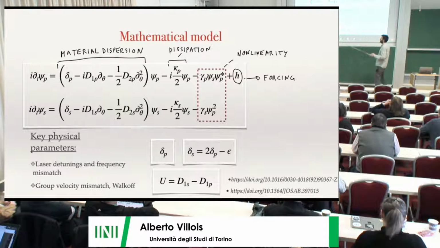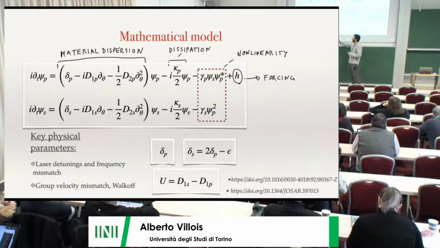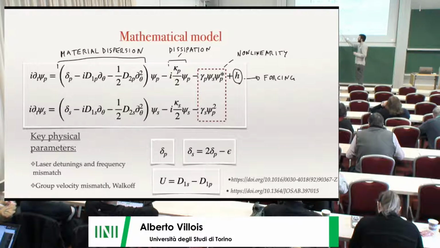So these equations have a lot of free parameters, but I would like to stress the importance of these two deltas, which are the laser detunings for the first and second harmonics, and the difference between the group velocity for the first harmonic and the group velocity for the second harmonic. In hydrodynamic terms, it basically means that these two fields travel with a relative velocity with respect to each other. And I will call this term walk-off.